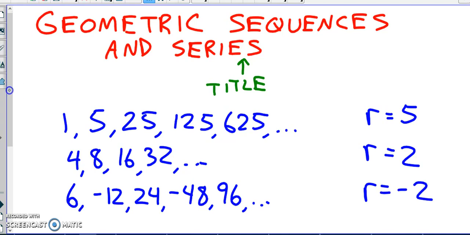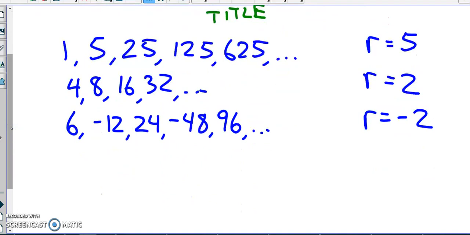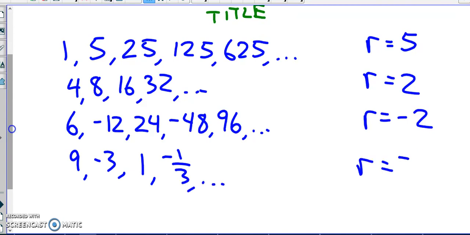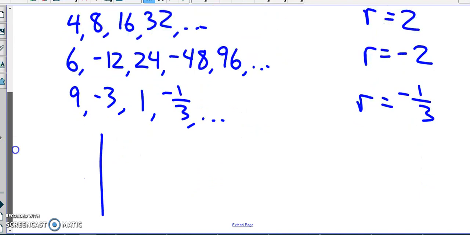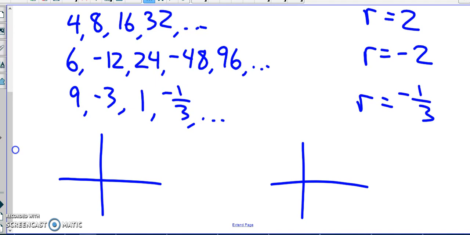And of course, things can get smaller as well. For instance, if I had 9, negative 3, 1, negative 1/3, then the ratio would be negative 1/3. And if you were to plot these, you'd get a discrete graph again. But basically, you would end up with something that either goes upward exponentially, or it comes downward exponentially. So you can kind of see that curvature that you would with an exponential function.